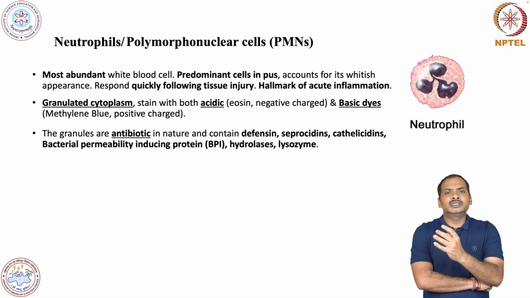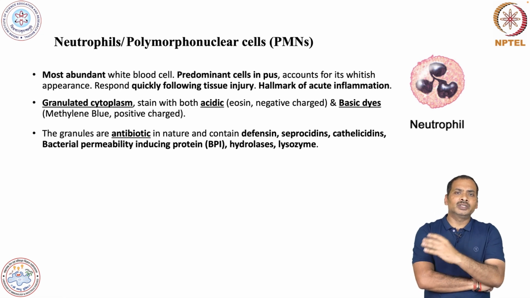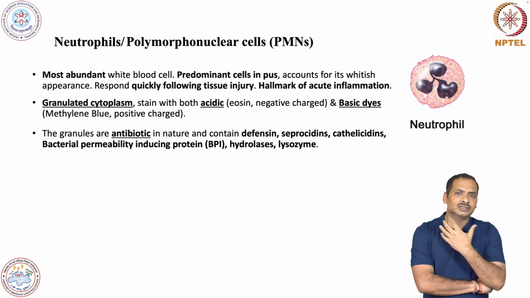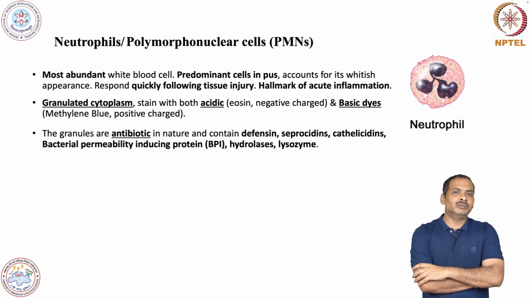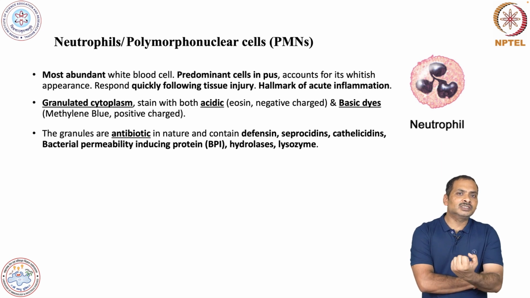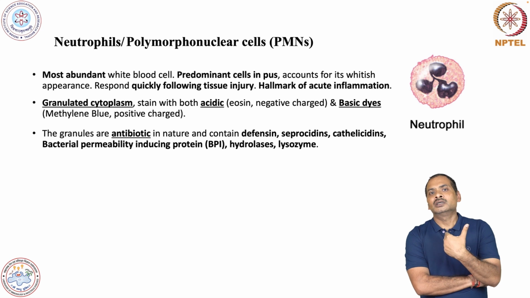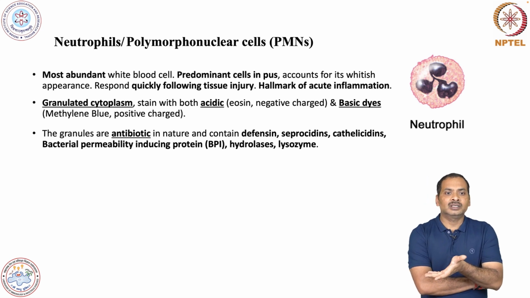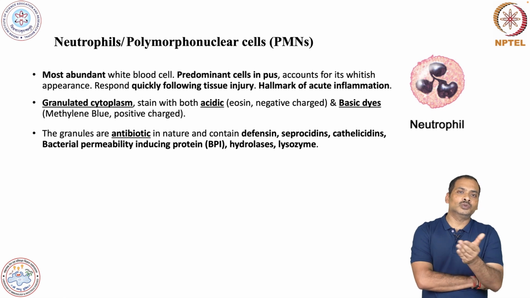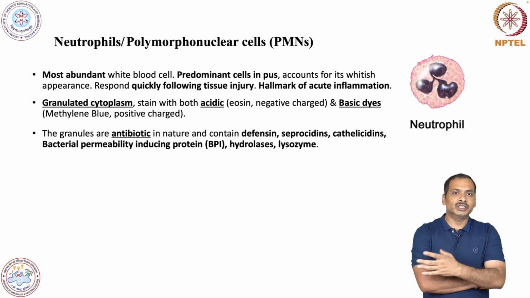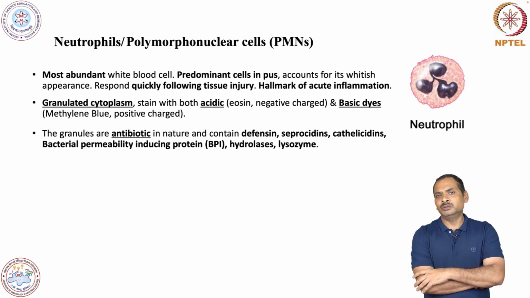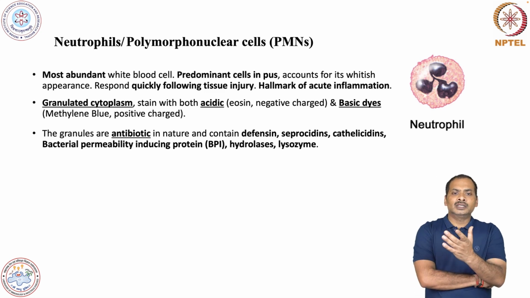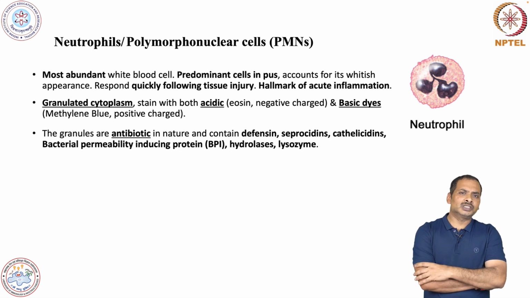When we observe neutrophils under the microscope, they have granules. What are these granules? These granules are antibiotic in nature, meaning they contain substances which inhibit the growth of microbial pathogens. They consist of a variety of antimicrobial proteins and peptides such as defensin, which plays a very important role in innate immunity, ceprocidin and calcicidin. These are the proteins present in the granules.